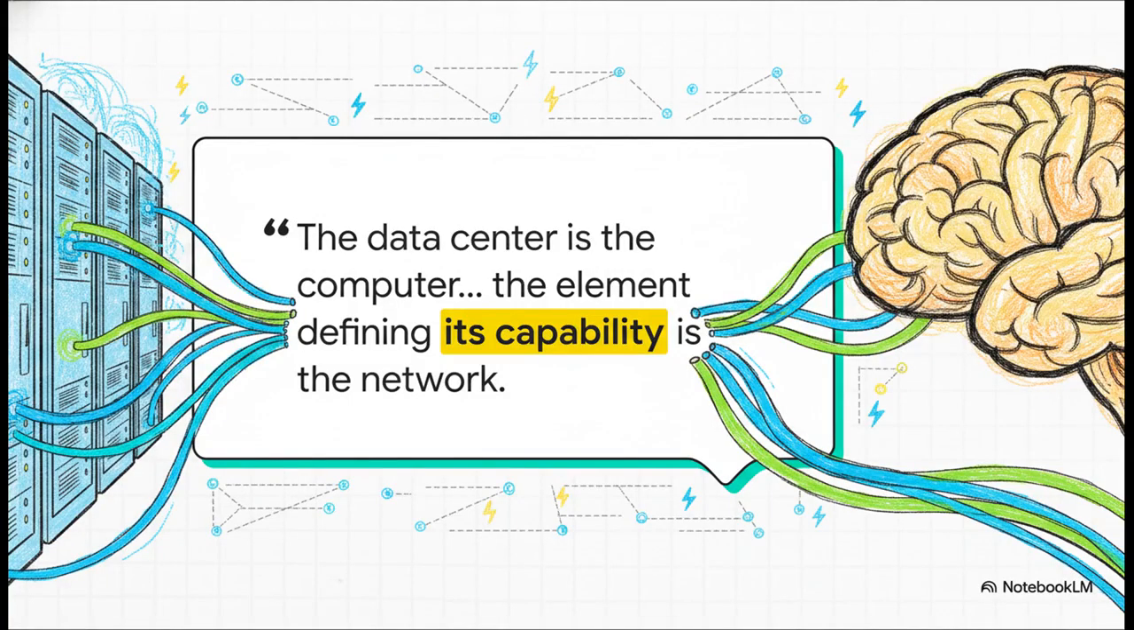Okay, to really understand gigascale AI, we have to fundamentally flip how we think about computing. We've got to stop looking at individual servers. Honestly, even looking at individual racks of hardware is too small. Here's the new paradigm. The entire data center is the computer. That's the computer. And the piece that actually defines what it can do, how fast it thinks, and how efficient it is, that's the network.